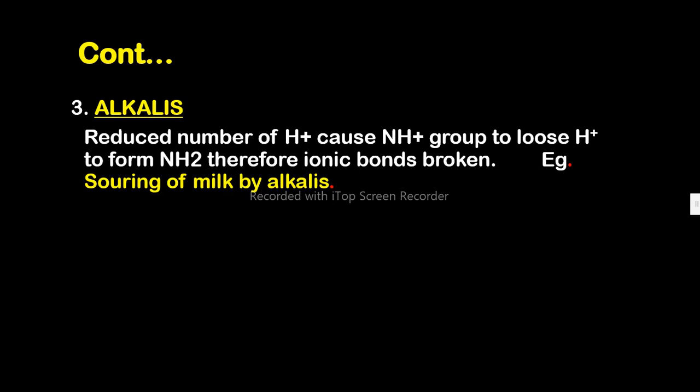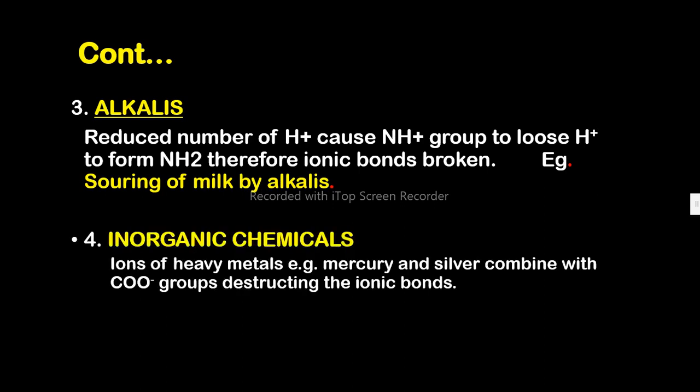So, guys, this is something simple. Then we have inorganic chemicals such as heavy metals, e.g. mercury, sulfur, and all heavy metals. They combine with these groups to destroy the ionic bonds that are formed. That's why these are used as poisons. You know, we have poisons, most of them rat poisons.